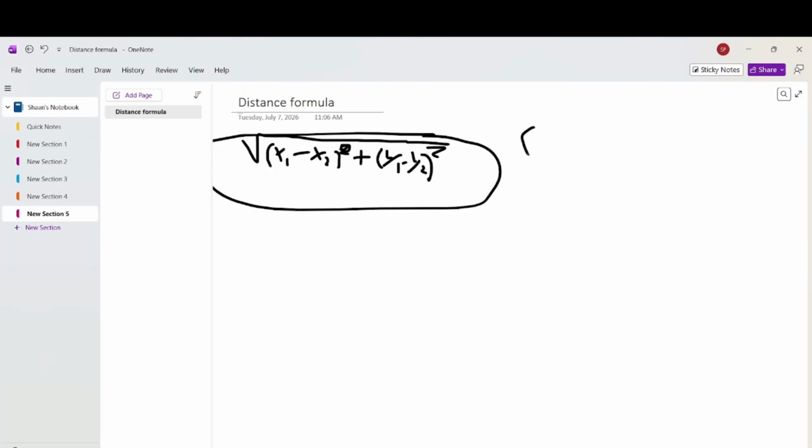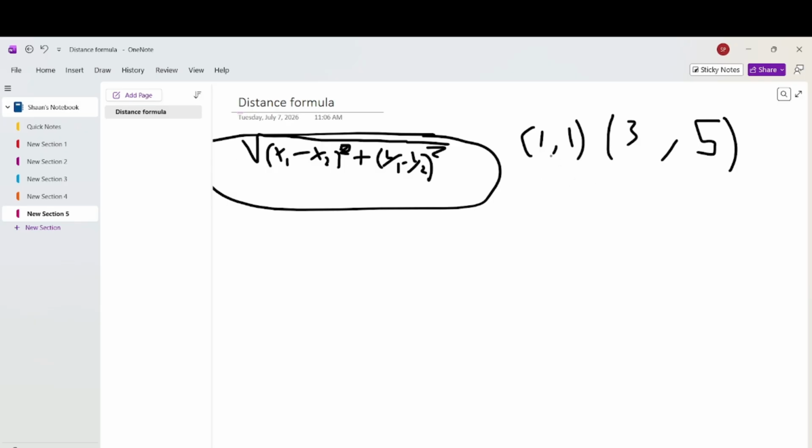So let's say we have point (1, 1) and point (3, 5). It's going to be kind of difficult to find the distance between these 2 points. We can't really just estimate the distance. So what we're going to do is put this into the formula. So what is x1, x2, y1, y2?